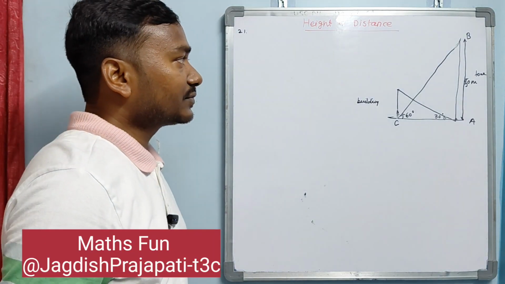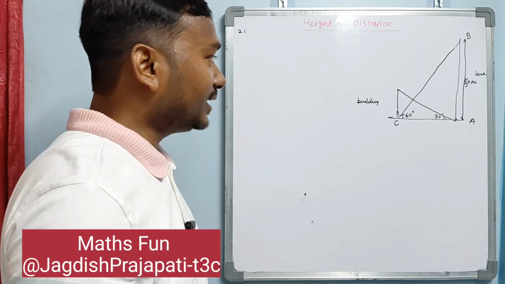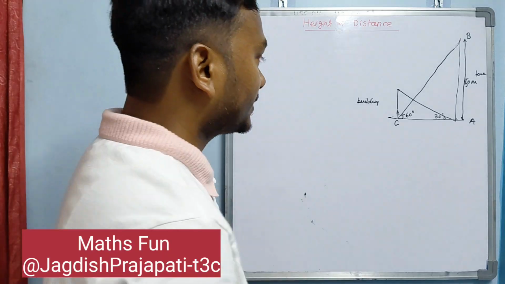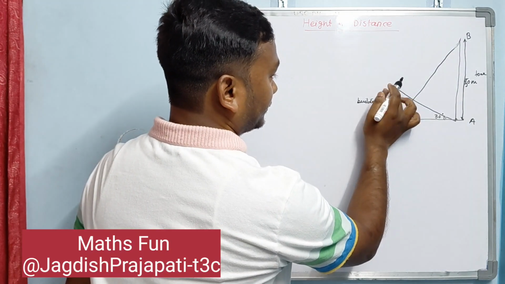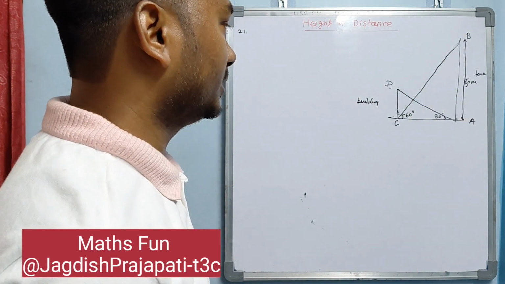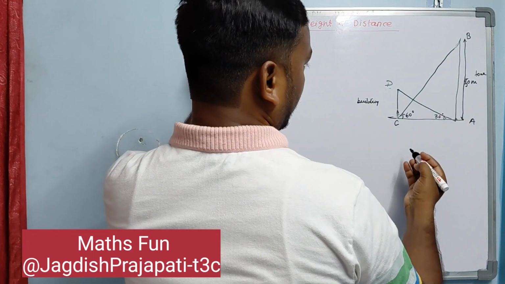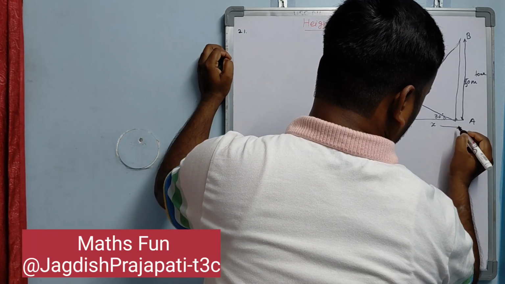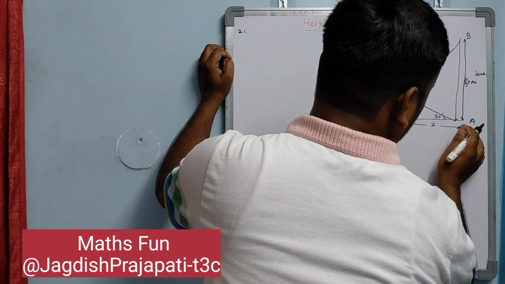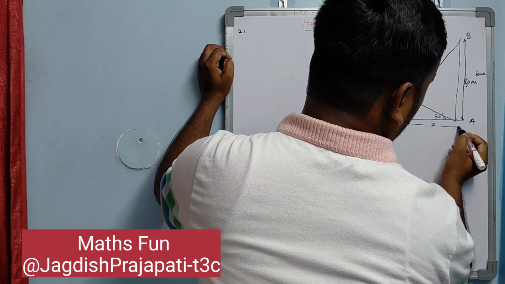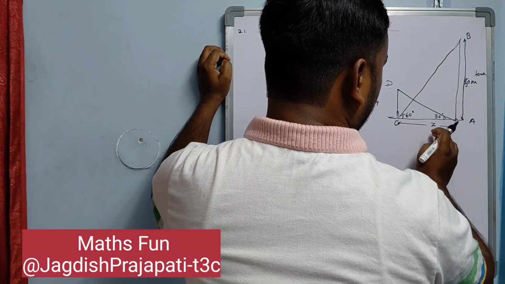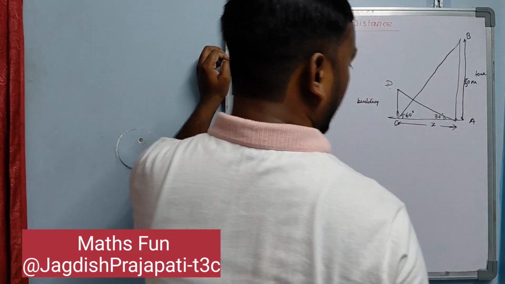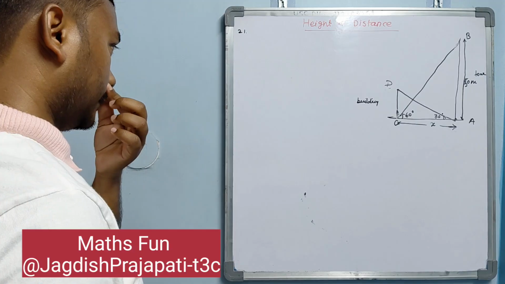So please write: let AB be the tower and CD be the building. Let AC be equal to X meter. Since the height is in meter, let us suppose this in meter, X meter.